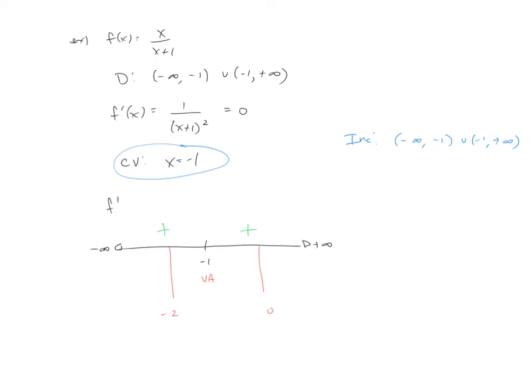Now, again, in this case too, you're not going to have any relative maxes or mins because you don't have any changeovers from increasing to decreasing or vice versa. So in this particular problem, the only information we're gathering out of the first derivative test is the interval of increase right here.